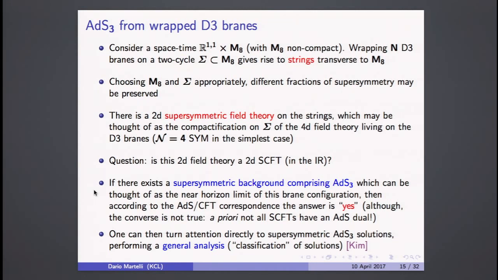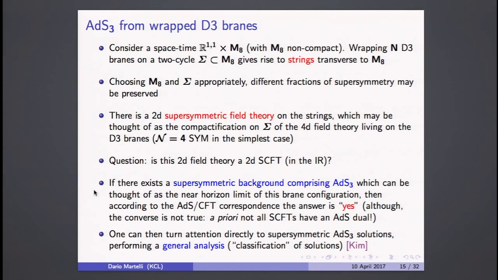So this gives rise to effective strings on the R^{1,1} worldvolume. And by choosing appropriately the embedding manifold and the cycle inside it, various fractions of supersymmetry can be preserved. So this gives rise, by definition almost, to a supersymmetric field theory in two dimensions, or a sigma model, or call it whatever you want. Something which doesn't have gravity, lives in two dimensions, and has supersymmetry. The simplest example is to think about N=4, and again, wrap on Sigma, and you get some effective theory in two dimensions. And then the question is: is this two-dimensional field theory conformal in the infrared?